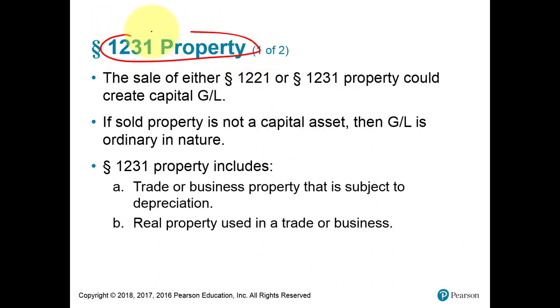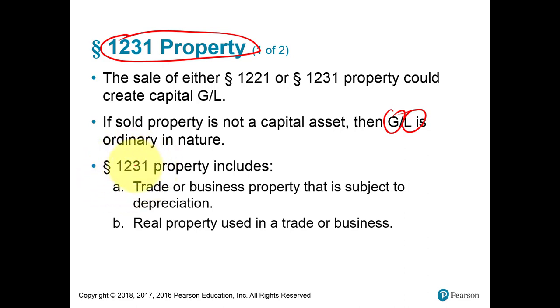1231 property, again, is used in business. Usually it's something that's depreciable, like a building, like equipment. Also, land falls under this category. And when you sell that business property, be it at a gain or loss, it first starts off as a Section 1231 gain or loss, and you combine it with other Section 1231 gains and losses.